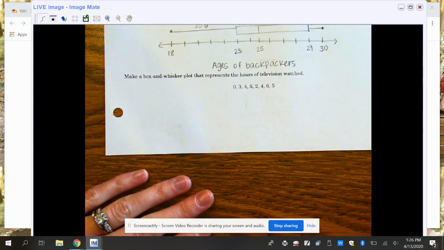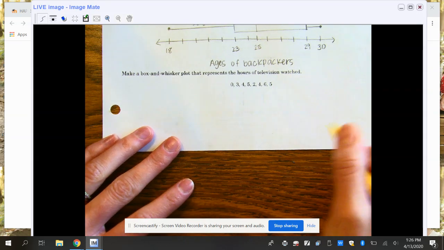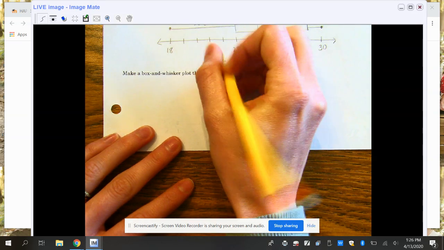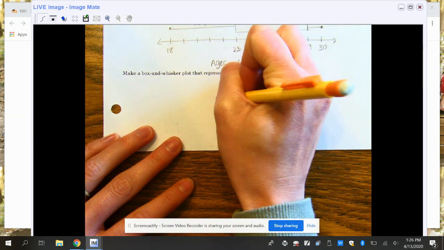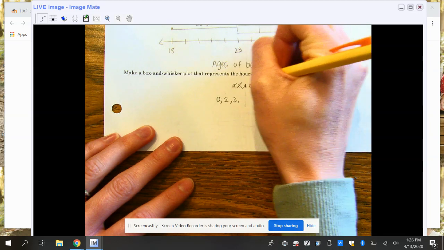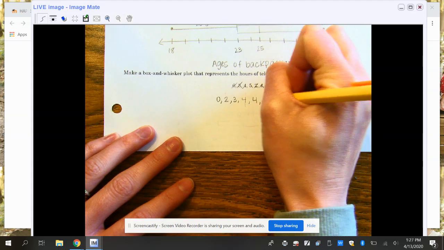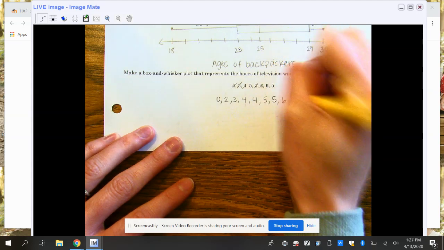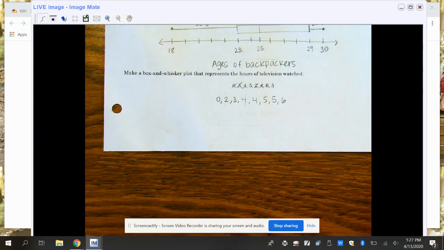All right, so when we look at this next one then, first thing we need to do is reorganize our data in numerical order. So 0, and then 2, and then 3, 2 4s, 2 5s, and 1 6. Okay. So the overall range is going to be 6 hours of TV. So let's figure out our 5-number summary, and then we'll plot everything on our number line.